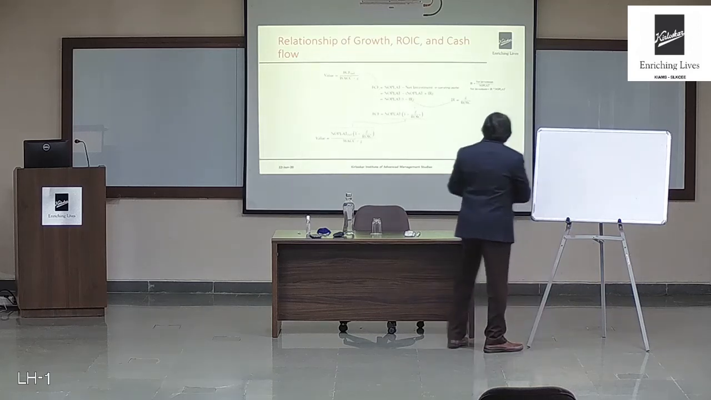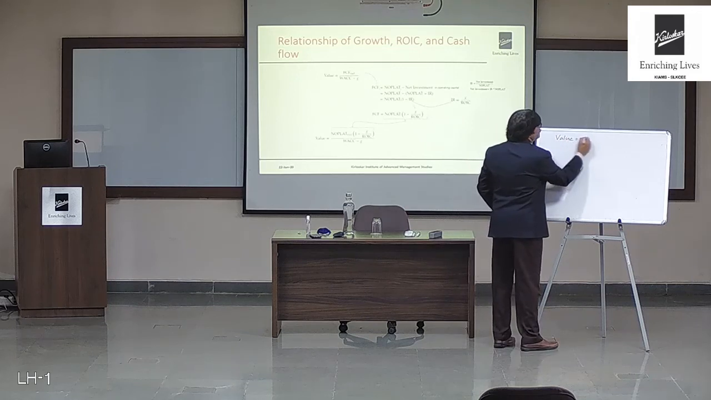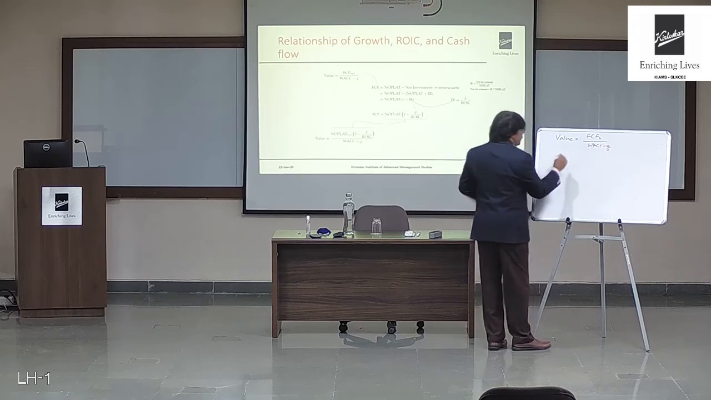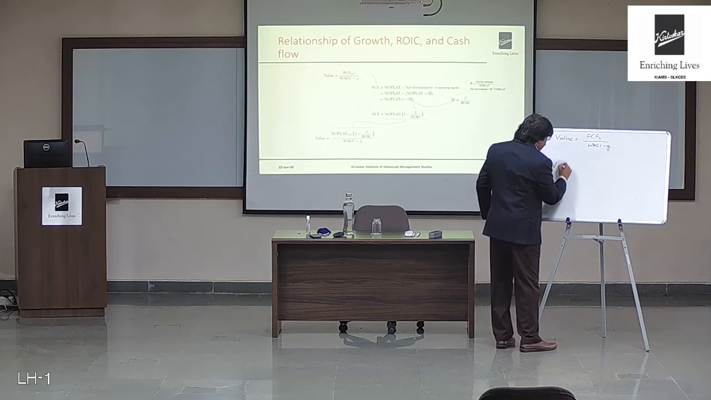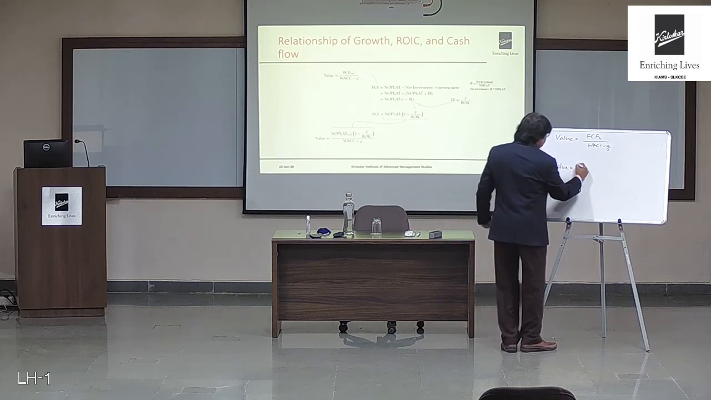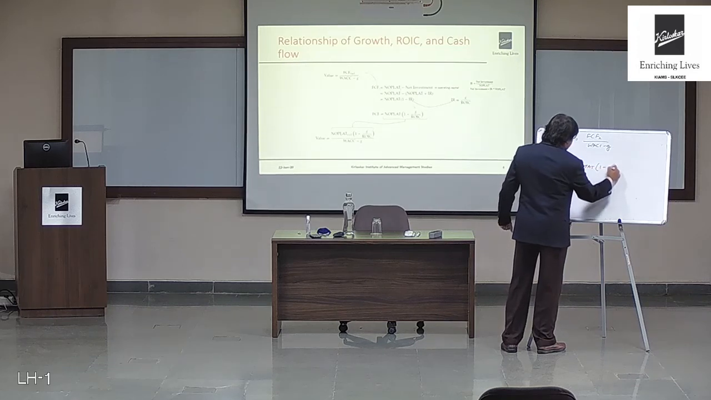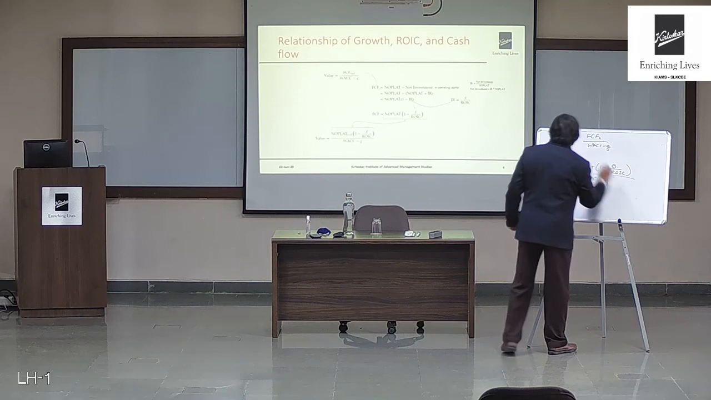So we started with the value, which is nothing but free cash flow. Now I'm going to use the perpetuity formula, divided by WACC minus G, and then you can see the final thing which we calculated was value is equal to NOPAT into 1 minus G upon ROIC, divided by WACC minus G.